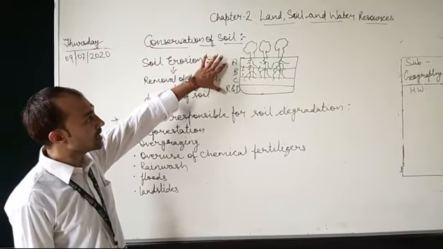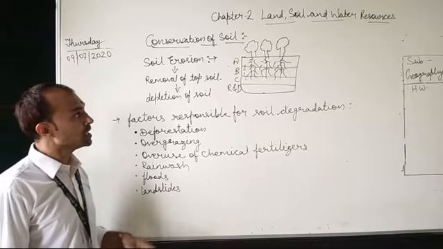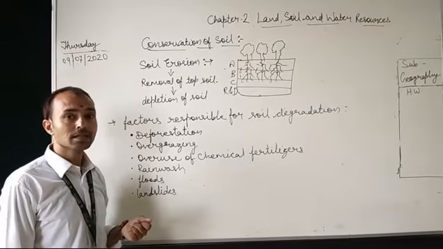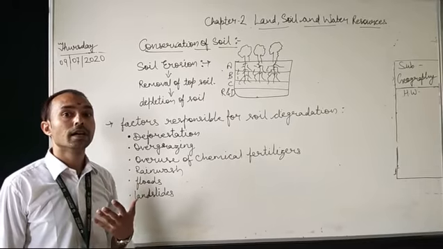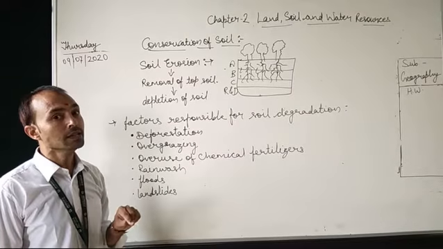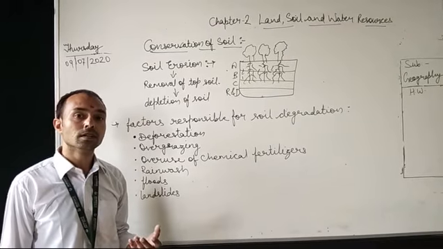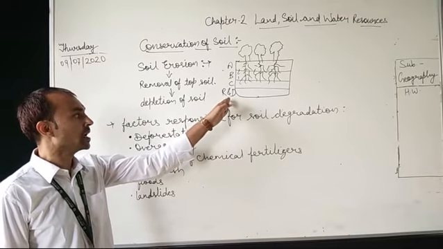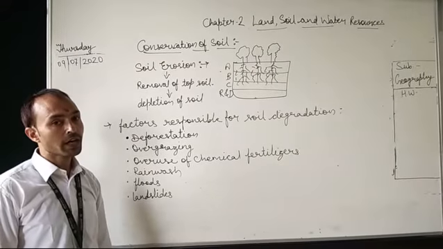In our last session we learned that the different layers are indicated by different capital letters. Capital letter A is used to indicate the topsoil. Then letter B is used to indicate subsoil, which consists of sand, silt and clay. The next is C, which is indicated for weathered rock, and the last one is R and D, which is for the parent rock.